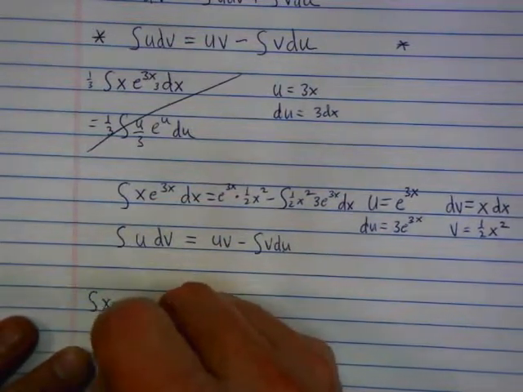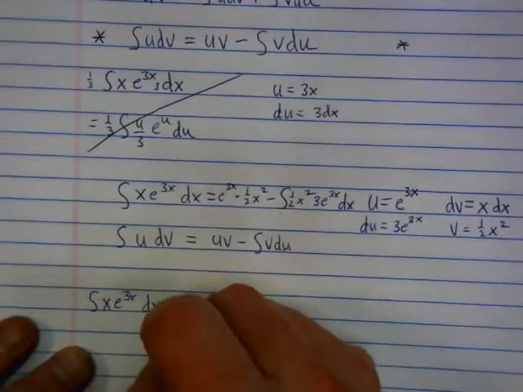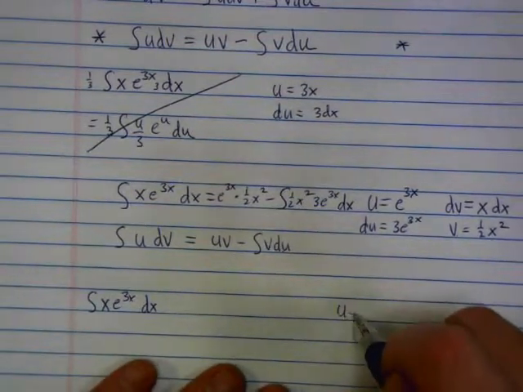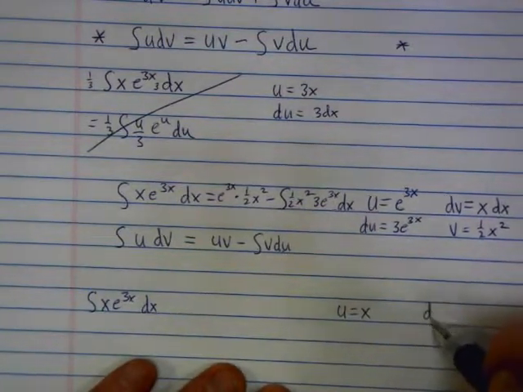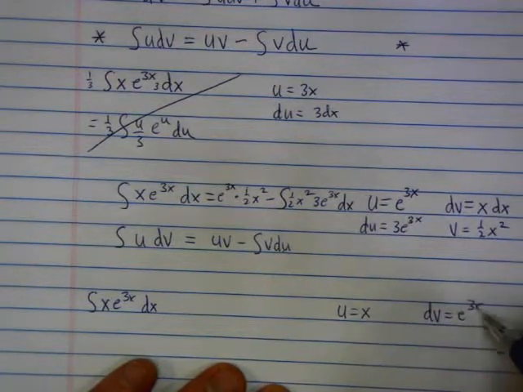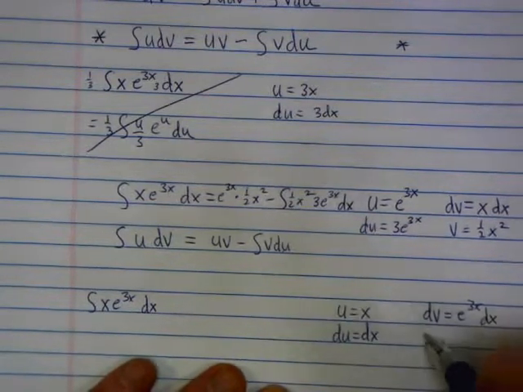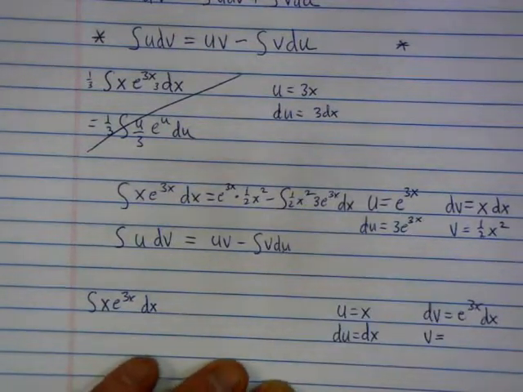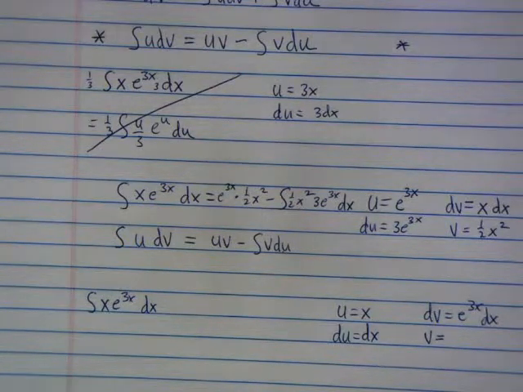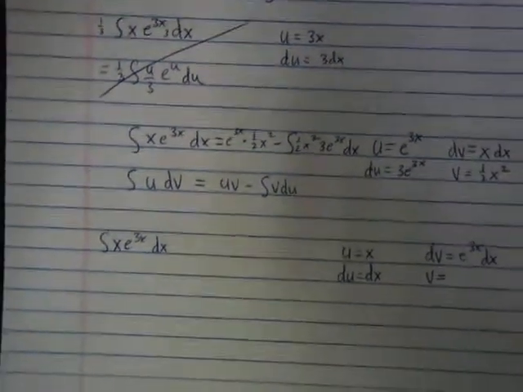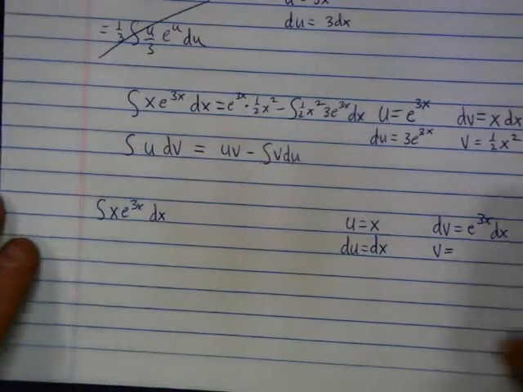Integral x e to the 3x dx. Doing it correctly, we're going to let u equal x, which means dv is e to the 3x dx. We take the derivative of this one, du is dx, and we integrate that one. What's the integral of e to the 3x? E to the 3x over 3. Very good. Why over 3?